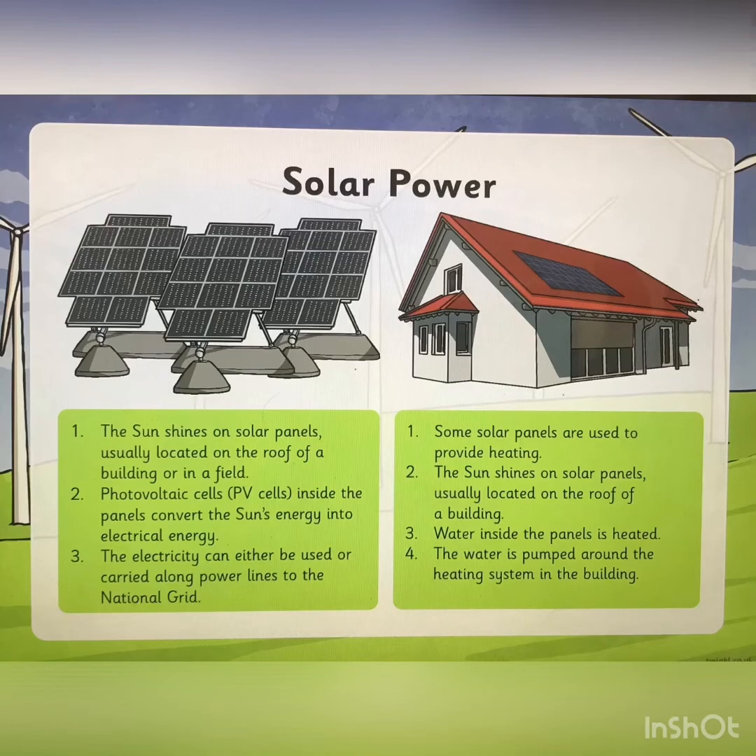The one on the right side is what people forget about. Some solar panels are used to provide heating. The sun shines on the solar panel, usually located on the roof of a building. Water inside the panel is heated, and then that water is pumped around the house to keep the house warm. That's a nice way of using the sun.